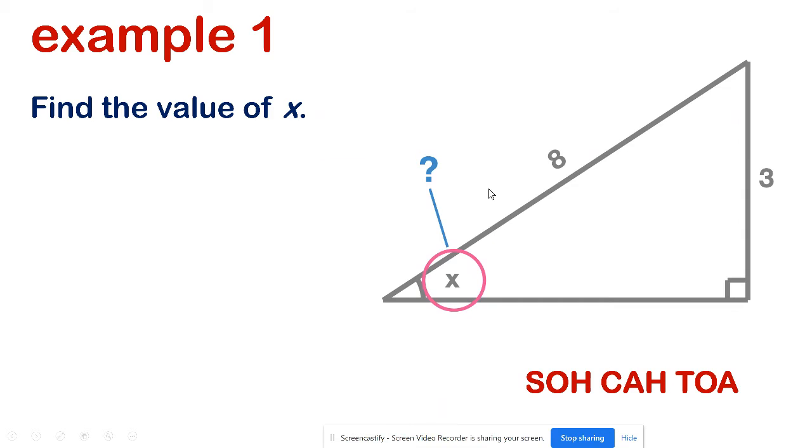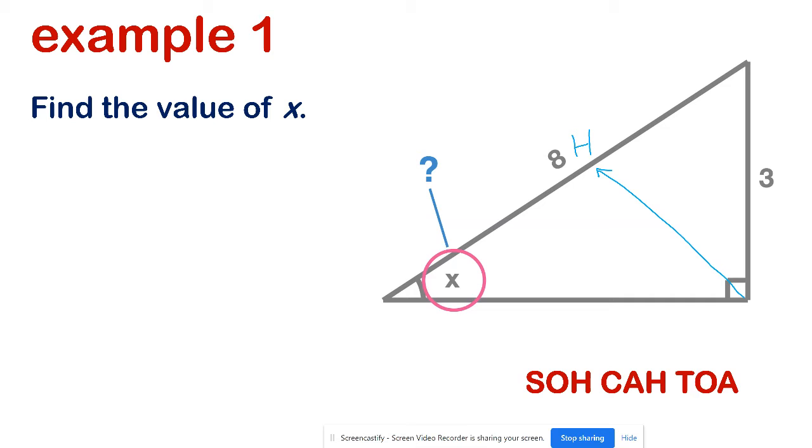Here's the first one. It says find the value of x. So x is our reference angle. So we're going to start by labeling our sides. And I always like to start with the hypotenuse, which is across from the right angle. So 8 is the hypotenuse.